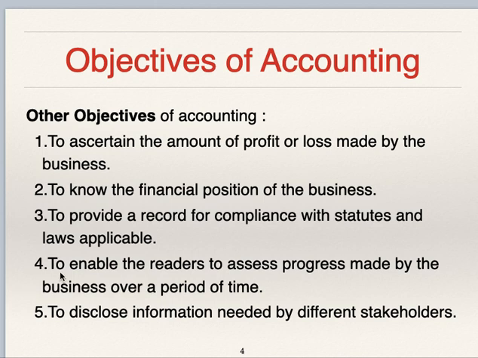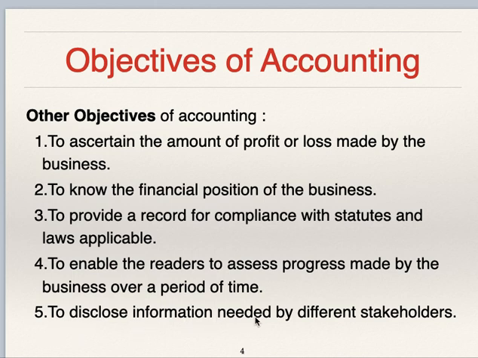Next objective is to enable the readers to assess progress made by the business over a period of time. Normally, last year's figures, previous year's figures are also given in the current financial statement, which helps the users of the accounting information to understand the progress made by the company. That is, whether the business is showing an increasing trend or decreasing trend.